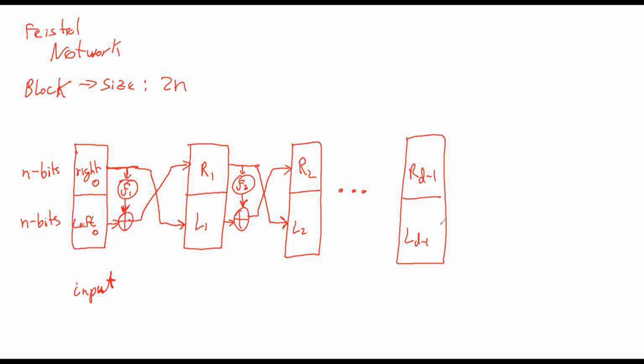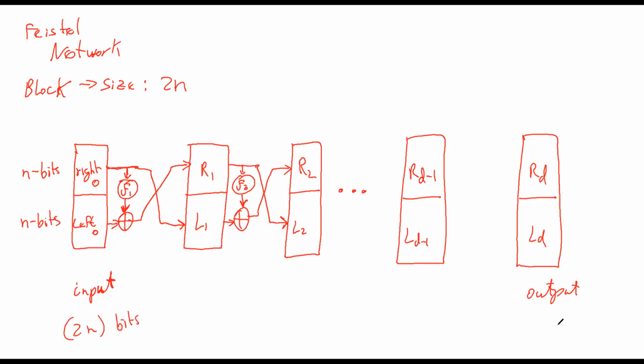Okay. And then now we are going to do the last step. So we need to define RD, LD. Notice that this is going to be our output block. This is still 2n bits, and this one will still be 2n bits. So the blocks are still the same size. We've just jumbled everything up through some scheme.